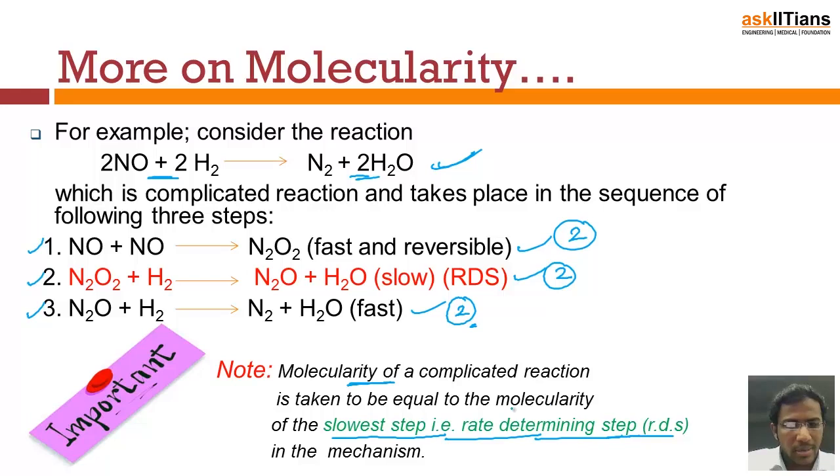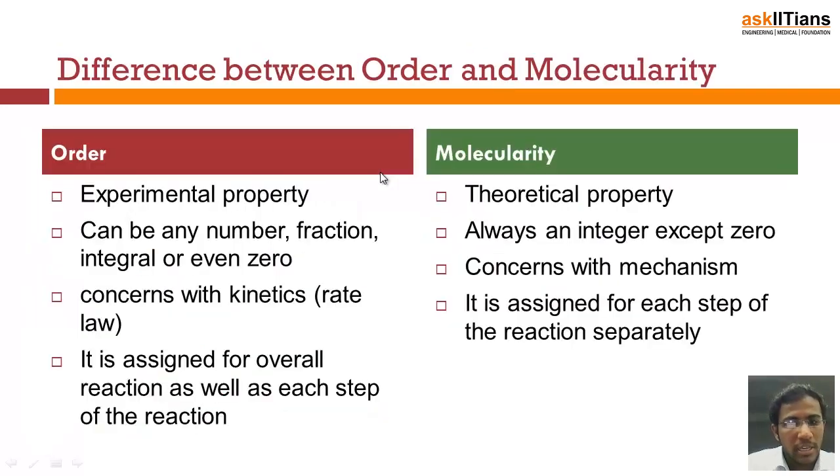You're going to learn about this rate determining step in detail in the reaction mechanism, but for now understand that the molecularity of a complicated reaction, of a complex reaction, is the same as the molecularity of the slow step or rate determining step. So here the second step is the slow step, that is the rate determining step, and it has a molecularity of 2. So we can say here that this reaction is a complicated reaction, and the molecularity of this reaction is 2. In this way we can define the molecularity of a complex reaction.